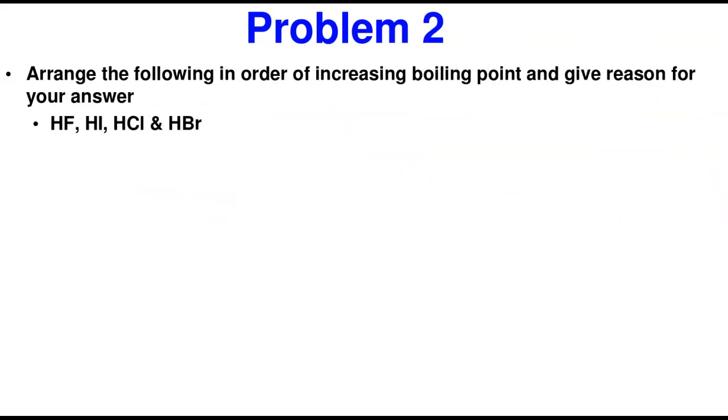It says, arrange the following molecules in increasing boiling point and give the reason for your answer. Now, if you look at all these molecules, they will be polar because they are all diatomic, heteroatomic molecules. What it means is that they contain two different atoms and they have only two atoms in them. Now, we're going to consider the effect of electronegativity. Electronegativity will play an important role.